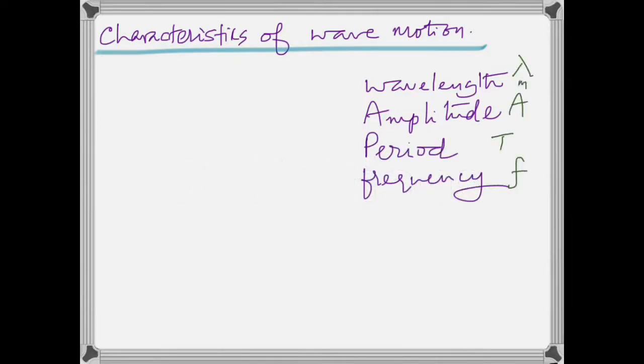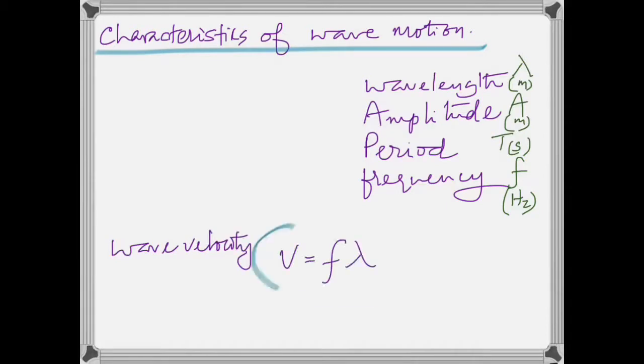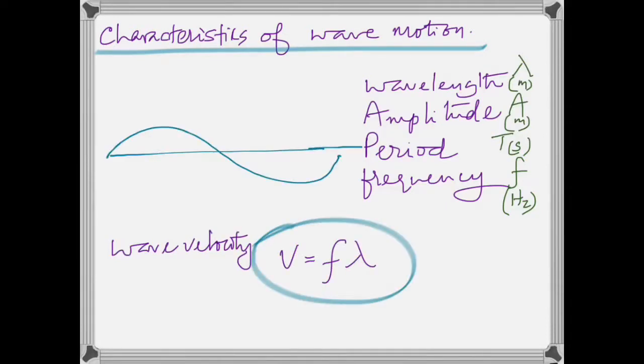The wavelength is represented by the Greek letter lambda, and is measured in meters. Amplitude is denoted by a capital A. Amplitude is a displacement, so it's measured in meters again. Time period is of course in seconds, and frequency is 1 by time period, which is 1 by second, which is also called hertz. Now the wave velocity is simply the product of frequency and wavelength.